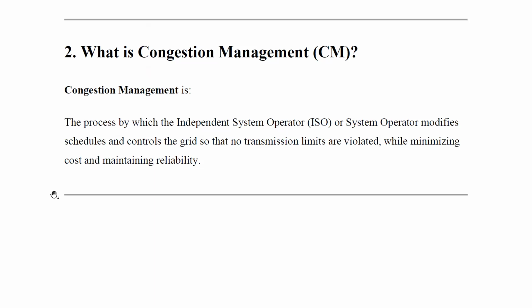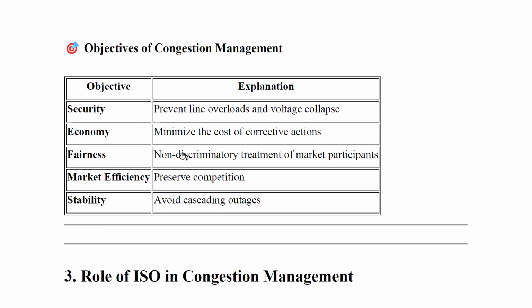So this must be done while minimizing the cost and maintaining the reliability. So what is congestion management? Congestion management is the process by which the independent system operator or system operator modifies the schedules and controls the grid, so that no transmission limits are violated while minimizing the cost and maintaining the reliability.